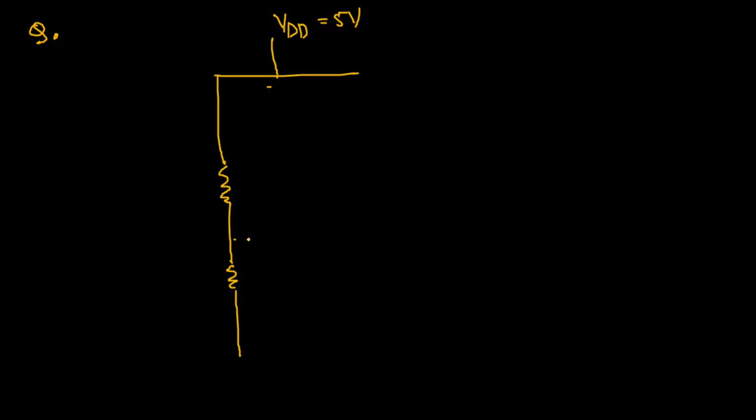So let's solve another question on this topic, and then we'll proceed to the next one. So we have VDD is equal to 5 volt, and along with that I have a resistor here. This is attached to a MOSFET.